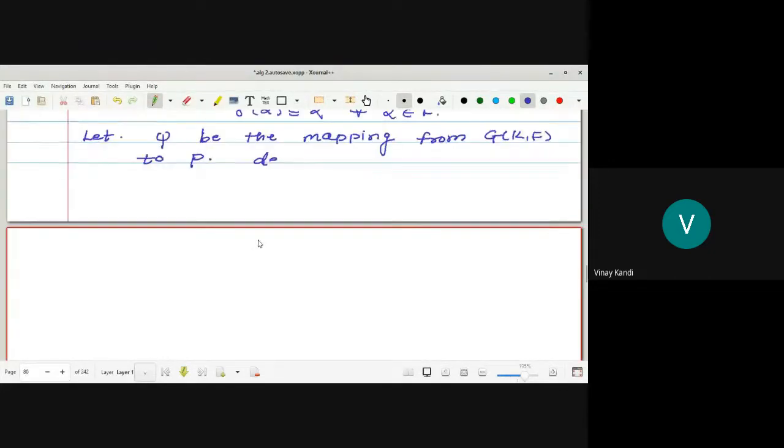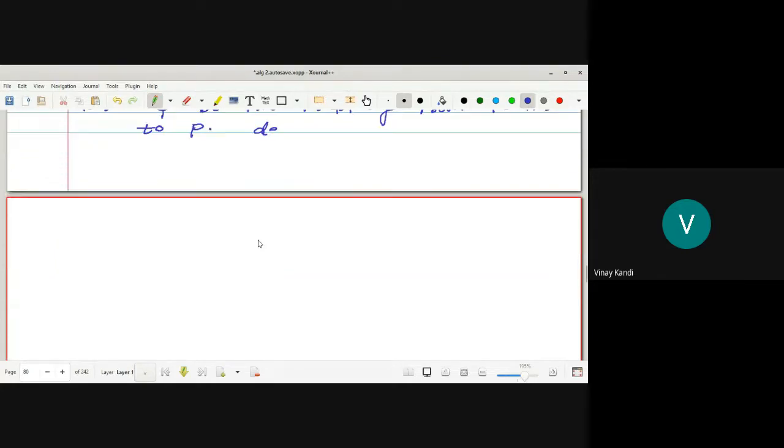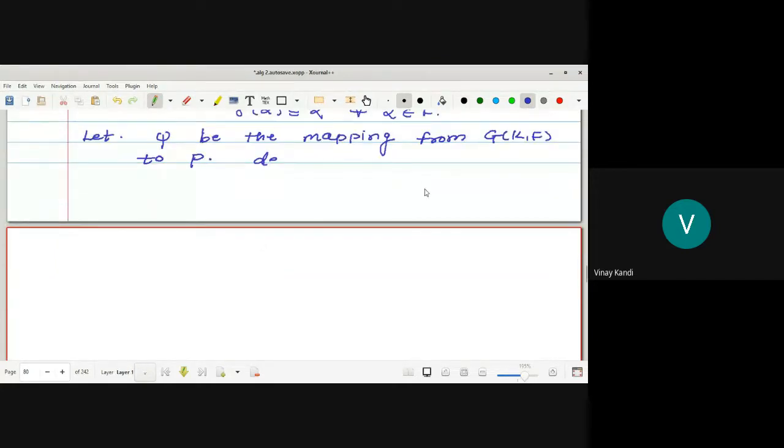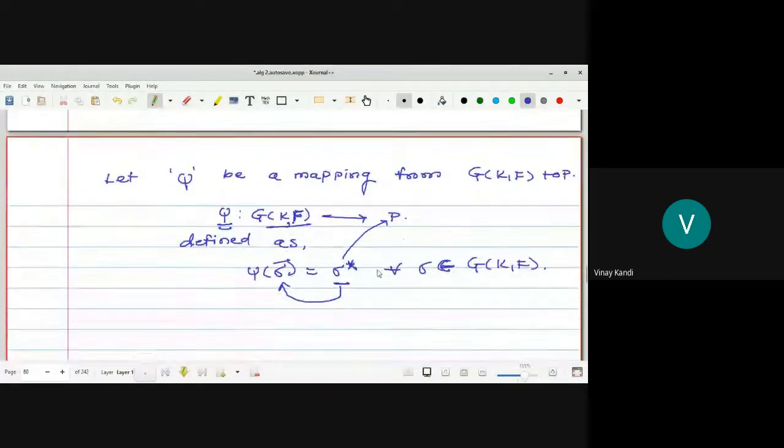Let psi be the mapping from G(K/F) to P. Psi is the mapping from G(K/F) to P defined as psi of sigma is equal to sigma star, where sigma belongs to G(K/F). Okay, write down this one.